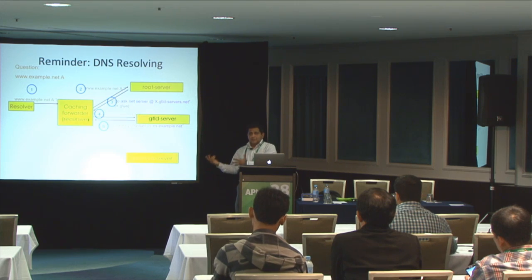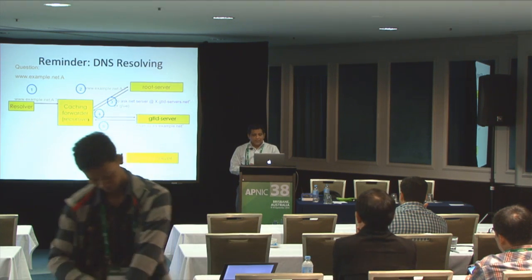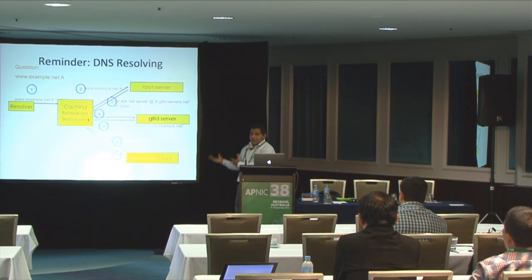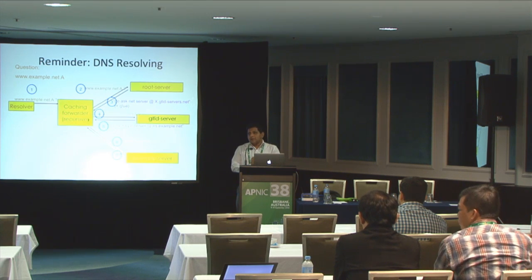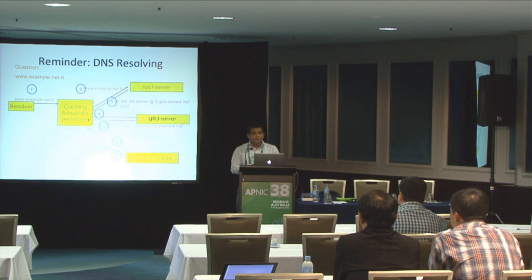It goes and talks to the example.net server, now that it knows the IP addresses, and asks the same question: give the IP address of www.example.net. And then the answer returns from the example.net name server with the correct IP address of www.example.net. Why am I saying it's a correct IP address?